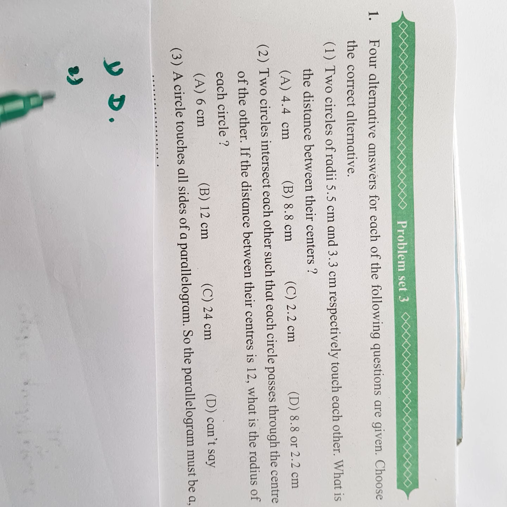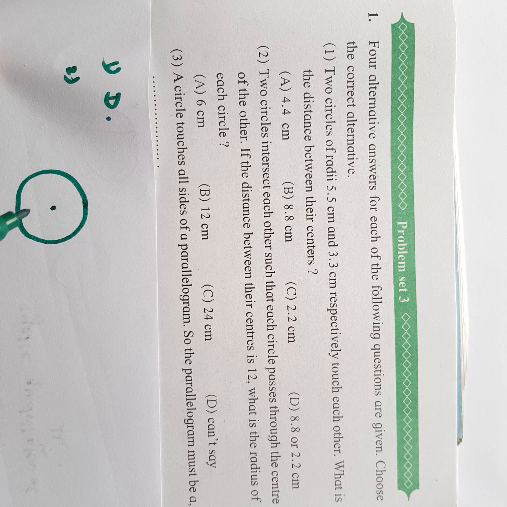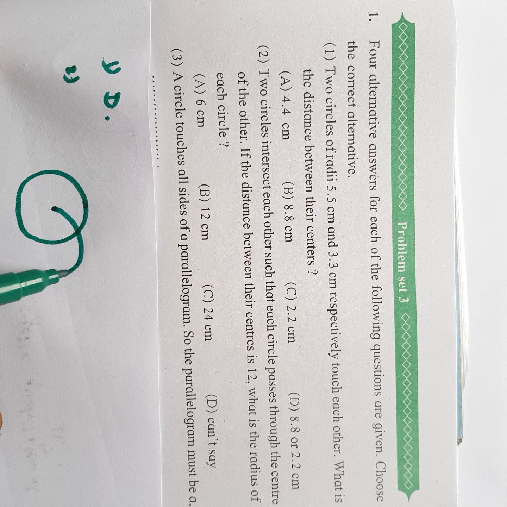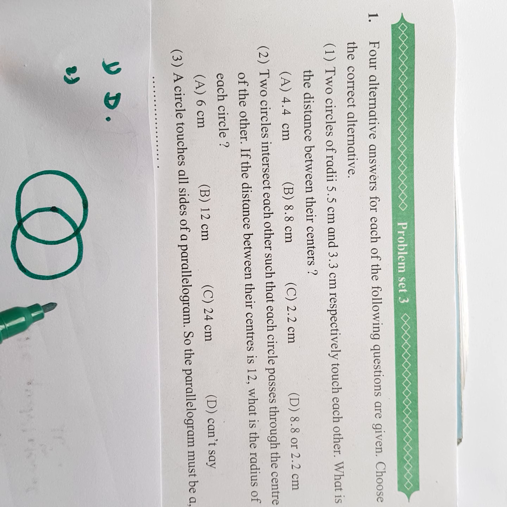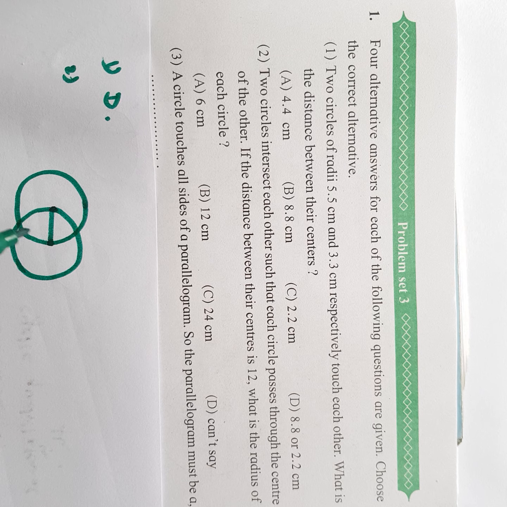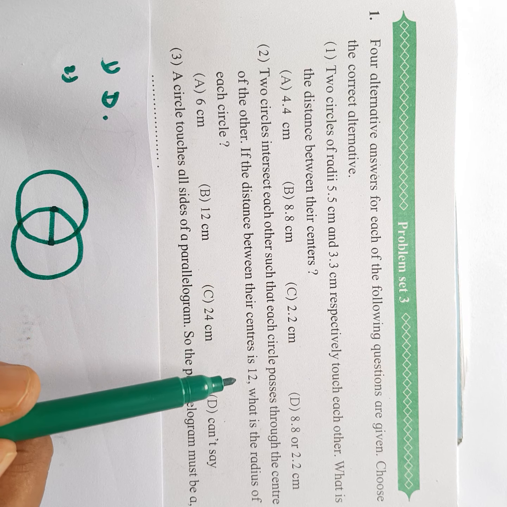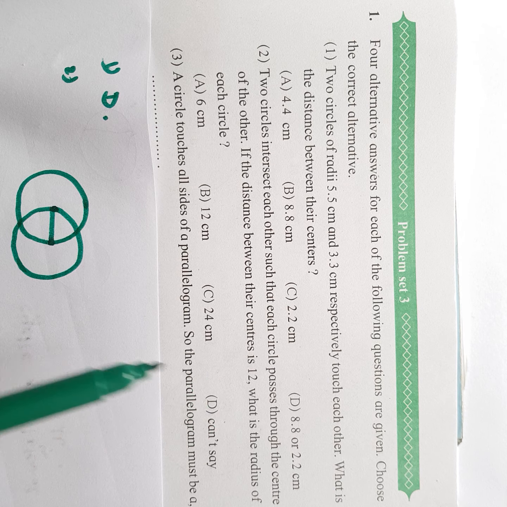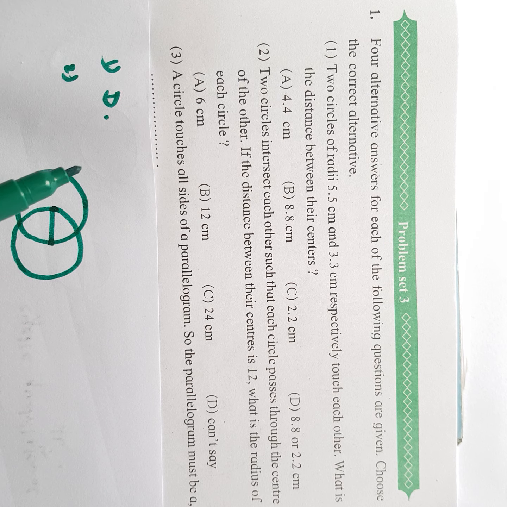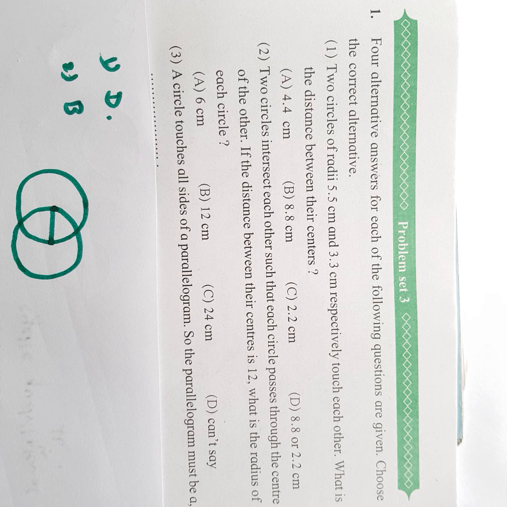In the second example, they say that two circles pass through the center of each other, like this. In this situation, if these are the centers of the two circles, then the distance between the centers is equal to the radius of each circle, and this distance between the centers is given as 12. Therefore the radius of each circle must be 12 centimeter, so B will be the correct option.